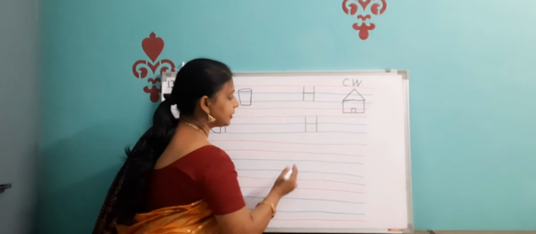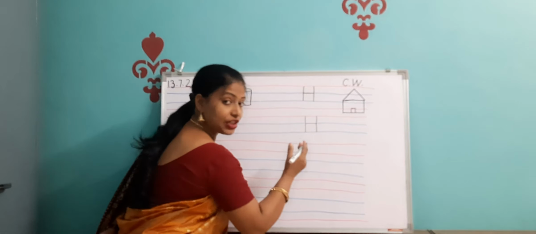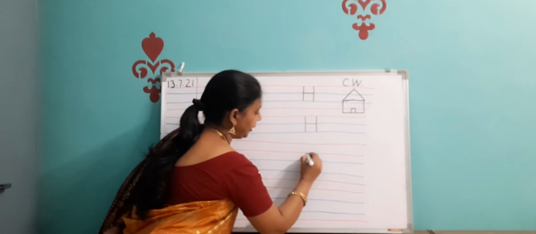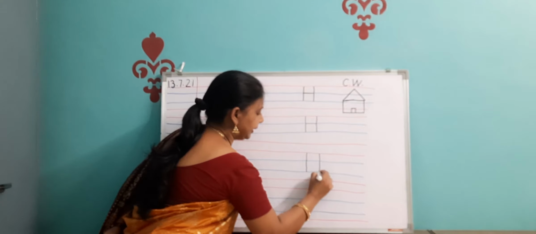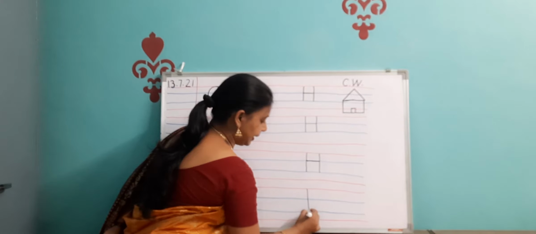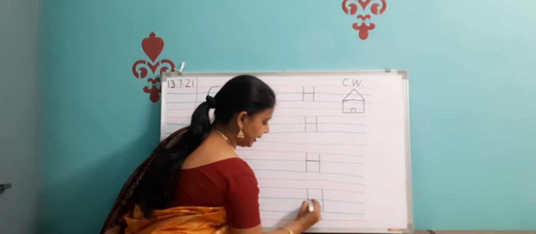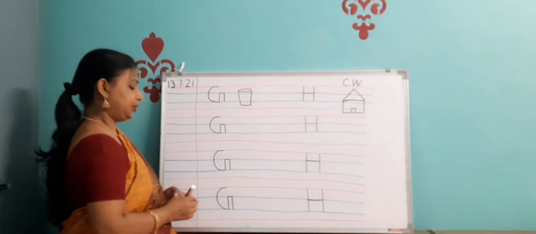Very simple it is. We are using only the standing line and the sleeping line, the strokes which I have already taught you. Once again, standing line and sleeping line. Once again, standing line and sleeping line on the second line. This way we will do the work.